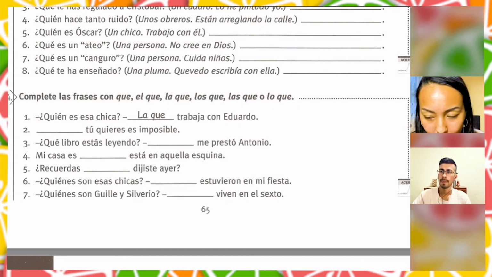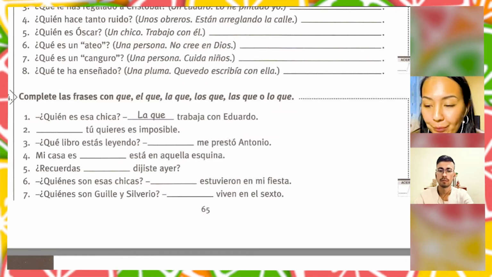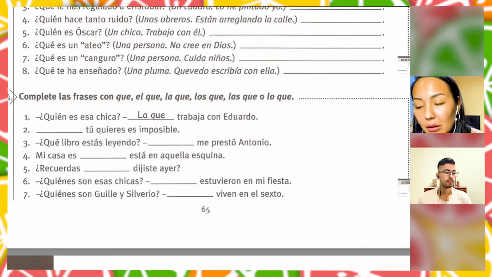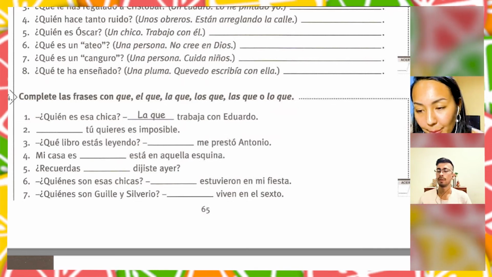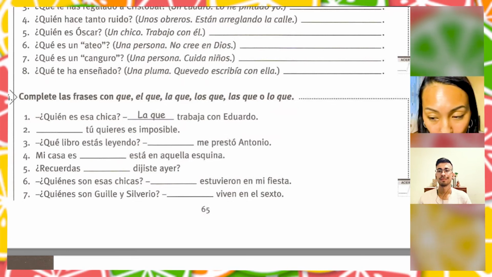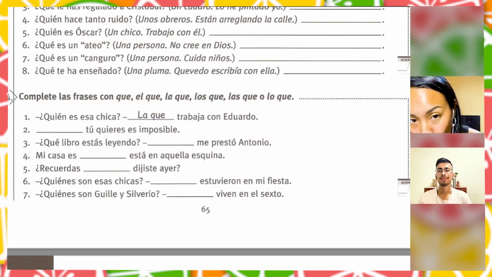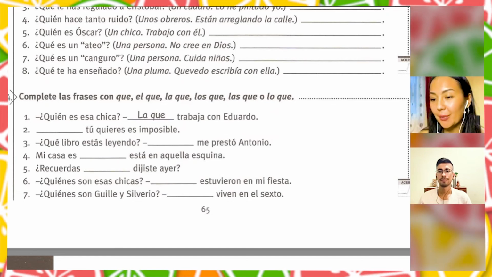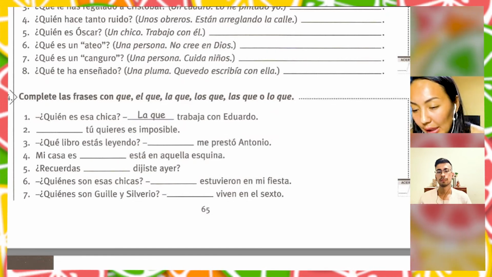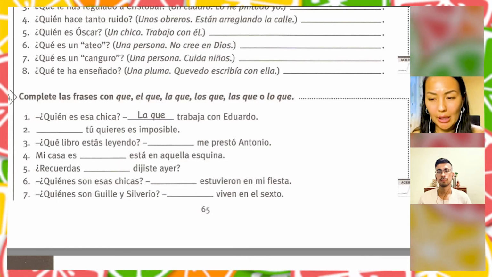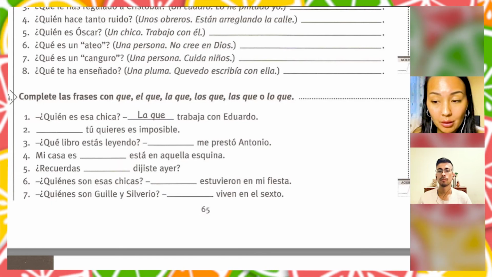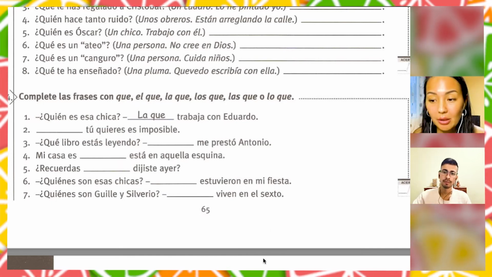The which means book. Well, in English we say just which. To me. Lend. Lend, okay. Which, to me, lend it Antonio. Yeah. Okay, easy. In this case, I understand why we use la que, el que, so as not to mention again the nouns we are asked about. Okay, I think easy.